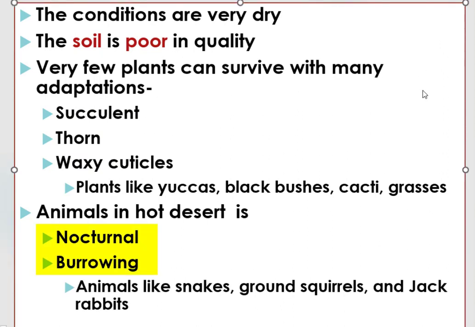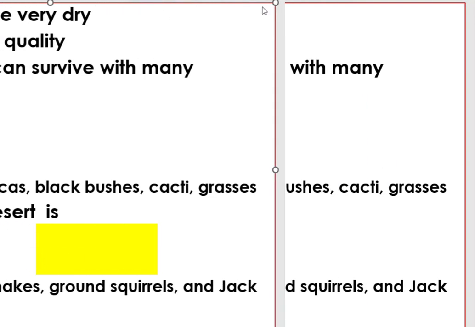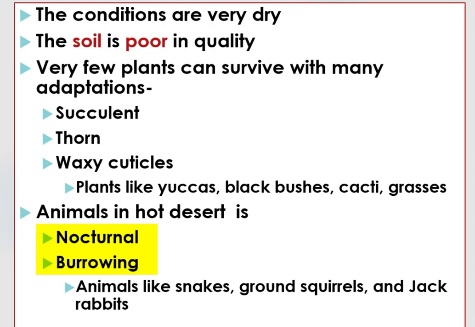Animals in hot deserts also develop adaptational behaviors to survive in this biome. These adaptational characteristics are nocturnality and burrowing. Being nocturnal means an animal is active during the night to feed themselves because they cannot feed during the day due to the extremely high temperature.